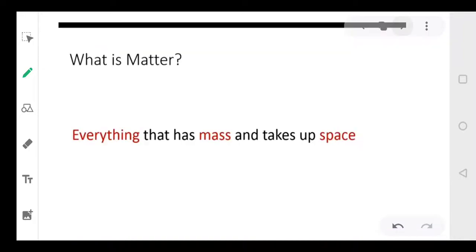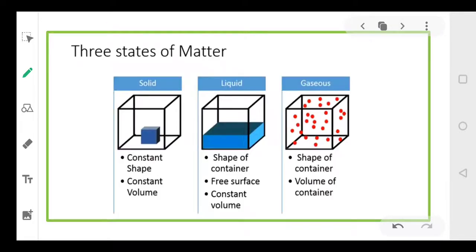Okay, let's start. So, the very first thing is, what is matter? Matter is anything that has mass and occupies space, like table, chair, fan, pen, pencil. Everything that has mass and occupies space. Now, there are three states of matter: solid, liquid, and gas.